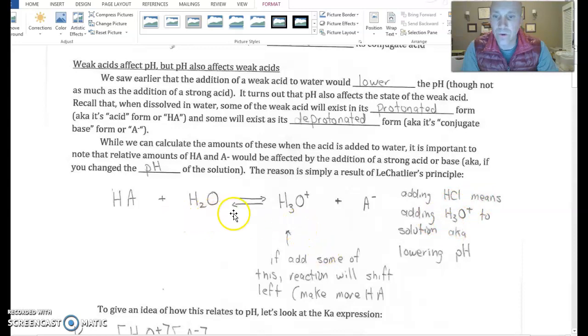So what would happen if we had that weak acid in solution and we added the HCl? That's going to increase the amount of H3O+. If we increase the amount of that, then Le Chatelier's principle would suggest that this equilibrium is going to get shifted to the left. When that happens, that's going to decrease the amount of A- and increase the amount of HA. So that's just qualitatively how you could think about it.